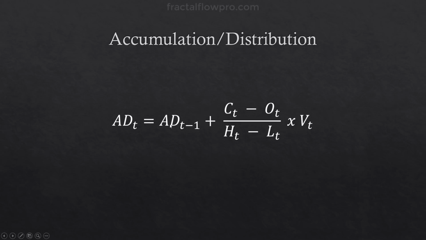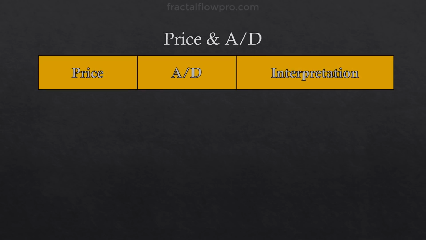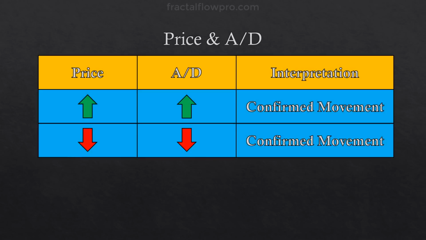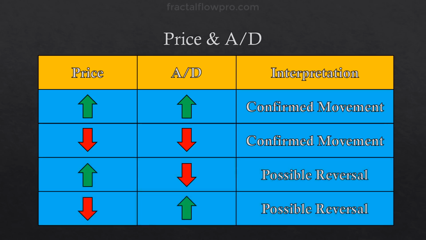So it's a cumulative indicator like the on-balance volume. The accumulation distribution indicator has a very simple interpretation. When the indicator line is moving in the same direction as price, it's basically confirming the price direction. If the indicator line and price diverge in direction, it means the possibility of a reversal.